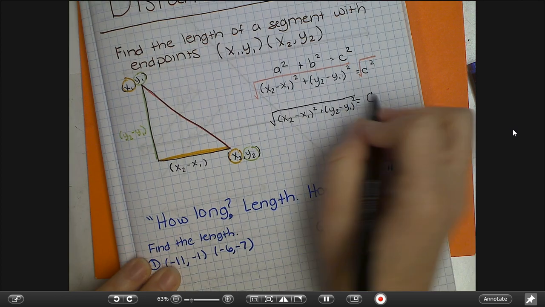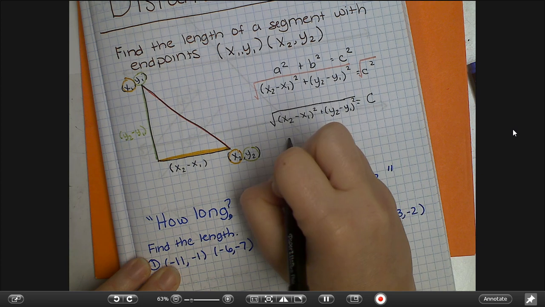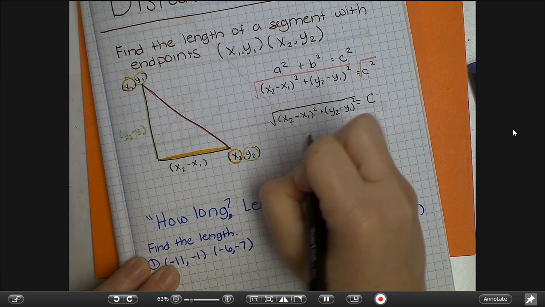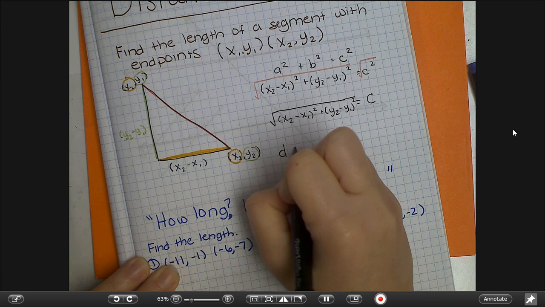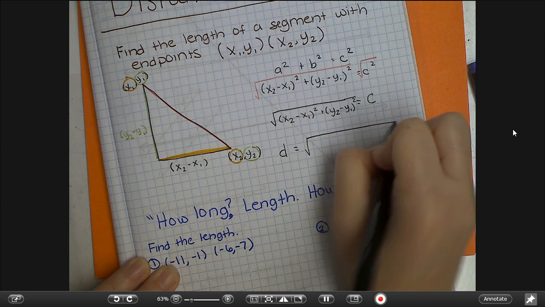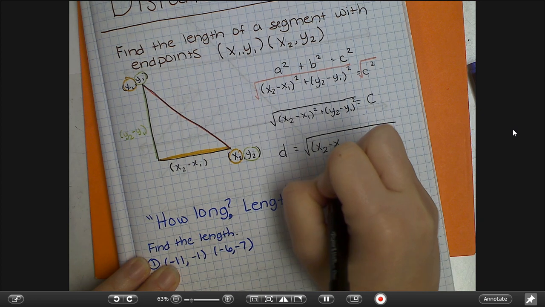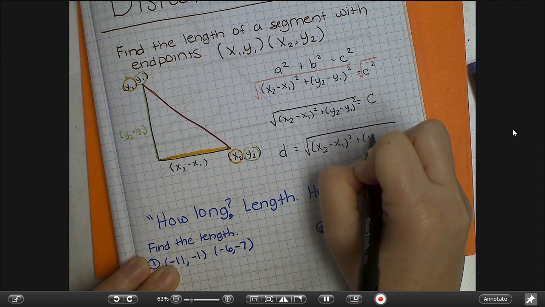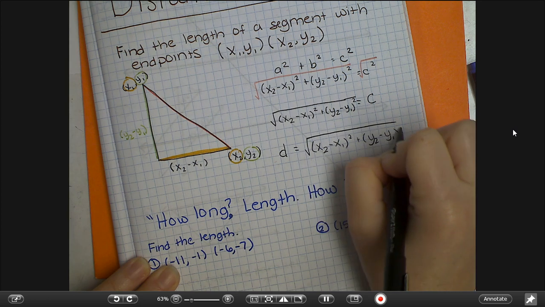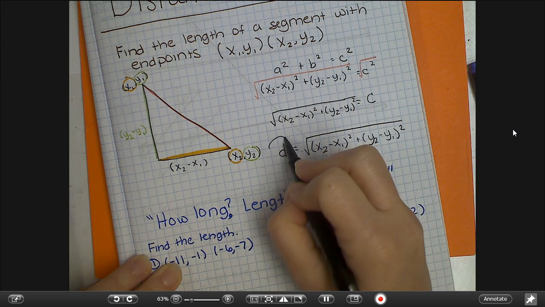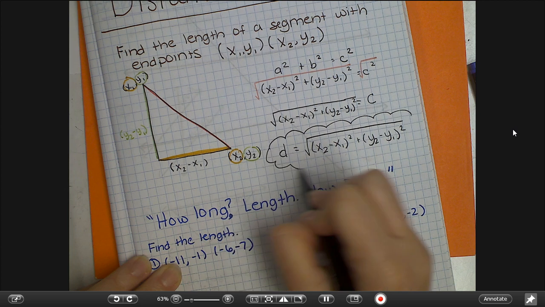And this is now called the distance formula, but usually we use d for distance. So you can see the Pythagorean theorem and the distance formula are actually the same thing, just in a different format. Pause the video, make this look important.